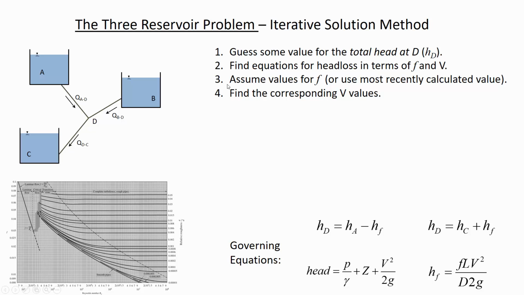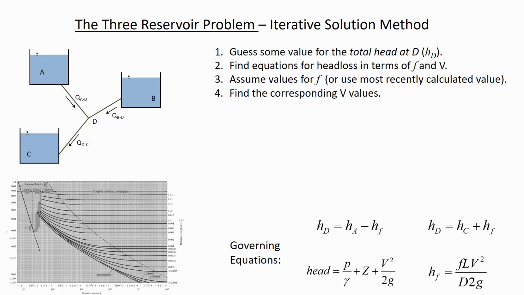All right, so steps 3 and 4, we're going to have to assume some F value and then find out for an assumed F value what would be the velocity. So just if you're keeping track, we're already 2 assumptions deep into this.